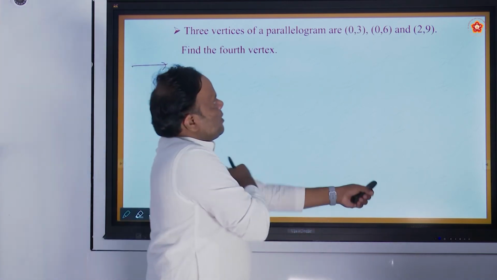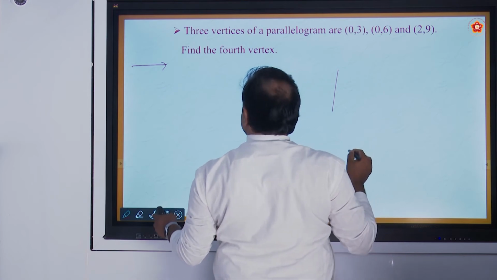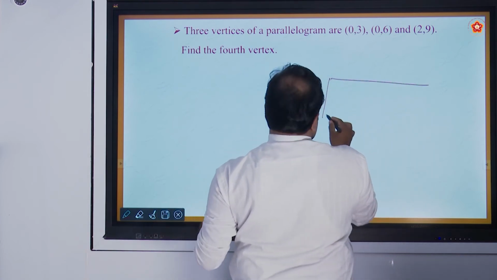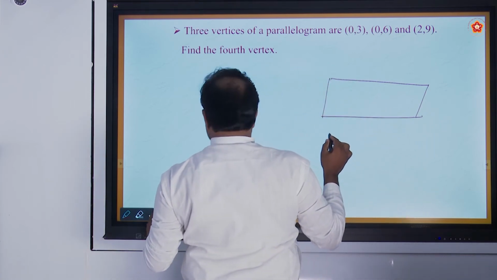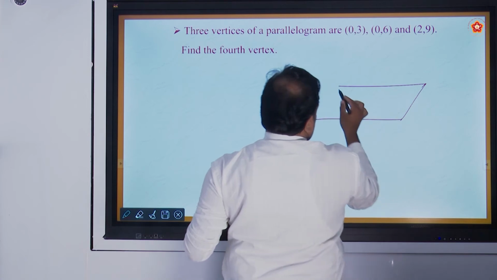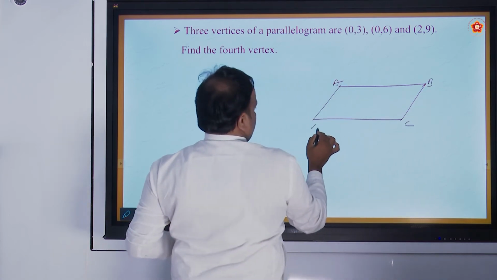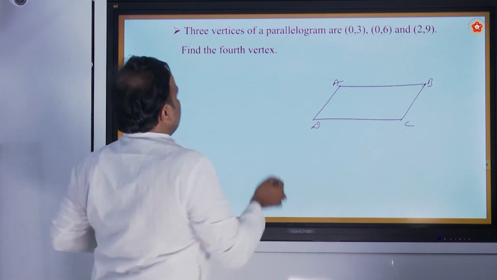See next. Three vertices of a parallelogram. So draw the parallelogram here. You know what is a parallelogram? Like this: A, B, C, D. Okay, give the name A, B, C, D. Three vertices of a parallelogram.